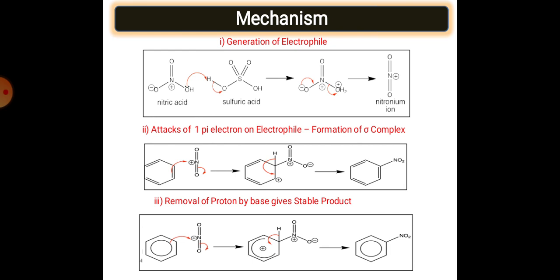So nitration is an example of an aromatic electrophilic substitution reaction. And aromatic electrophilic substitution reactions always occur in three steps. The first step is generation of the electrophile. The second step is attack of pi electrons from benzene on the electrophile, and the third step is removal of a proton by a base, and you get the stable product. And this is the structure of the nitro group, where the electron density is maximum on oxygen while it is minimum on nitrogen. That's why the benzene pi electrons react only with the nitrogen.